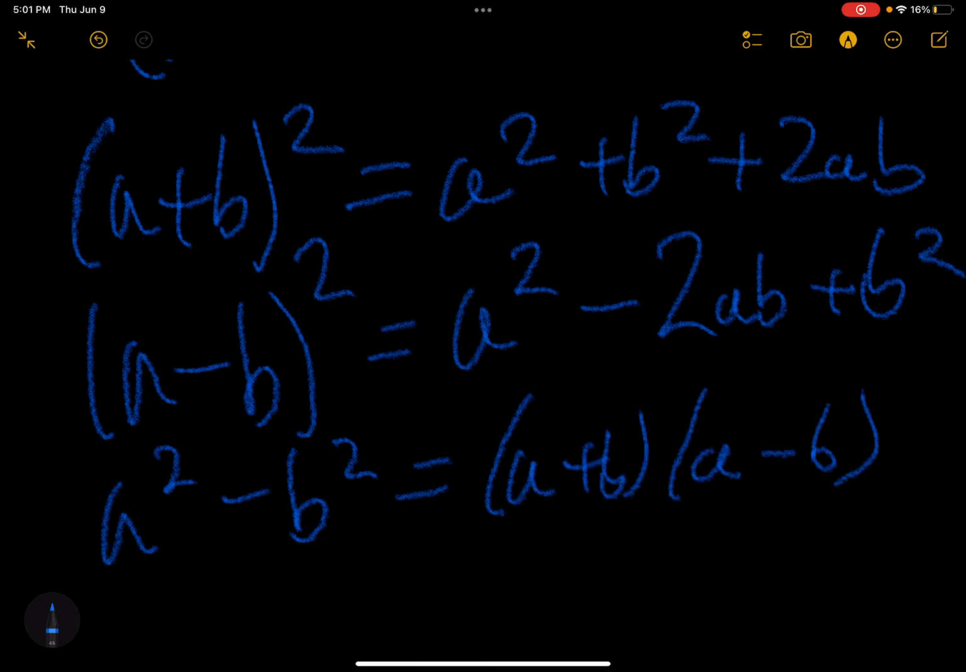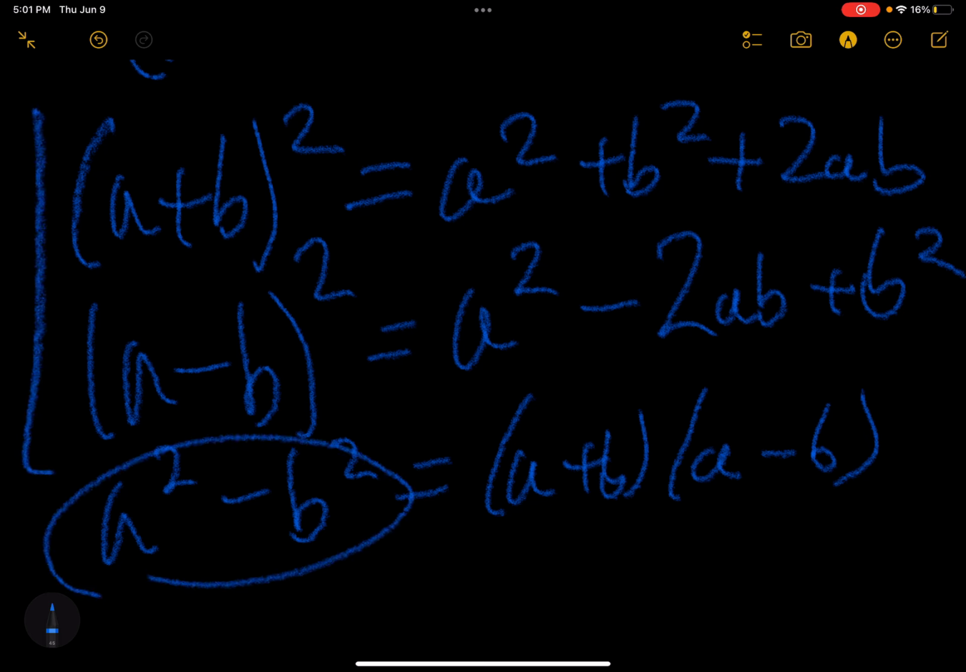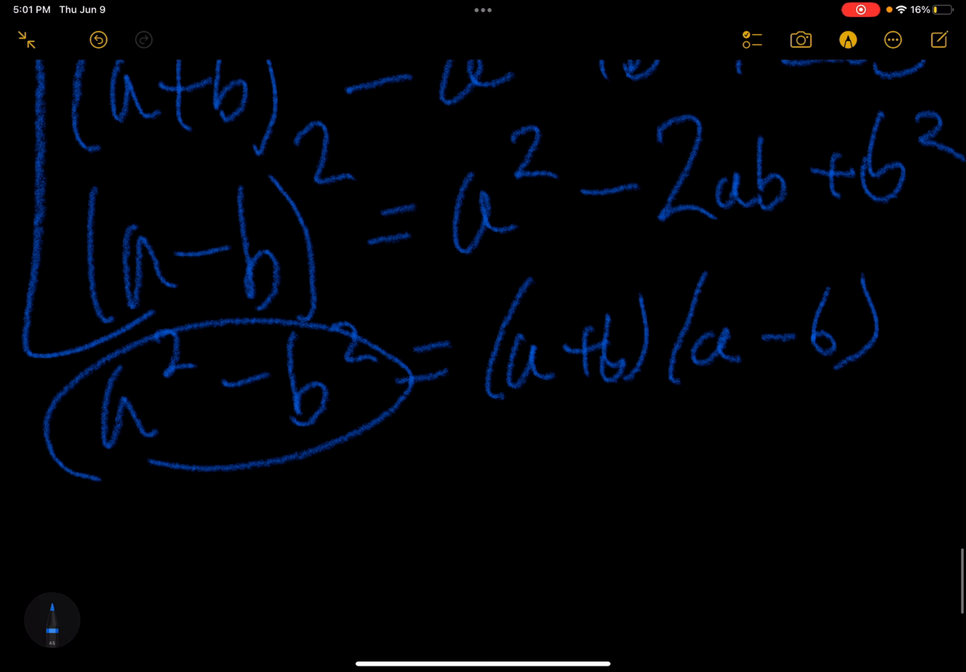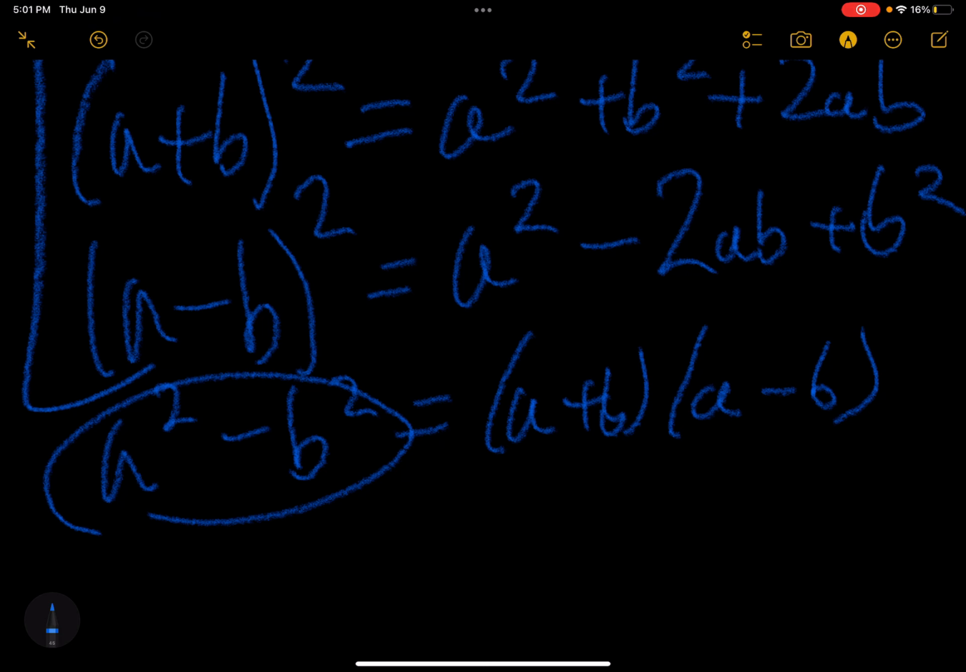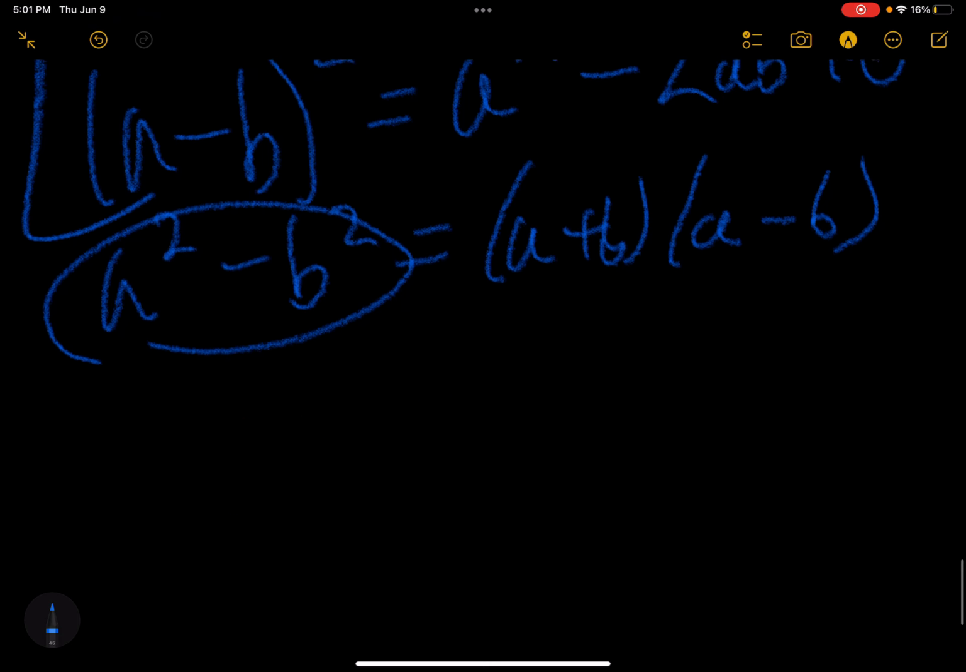Now this isn't as important as these two. These two are something really important. You're going to be using quadratics all the time. This one, you probably use a good solid amount of times. These are so well-known formulas.